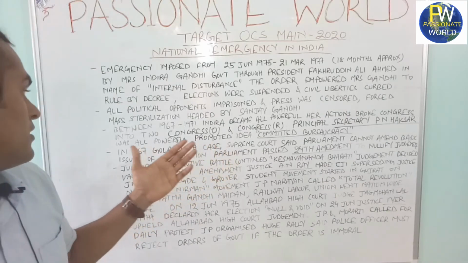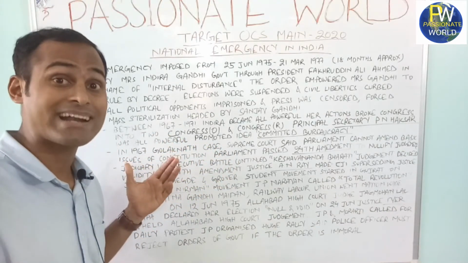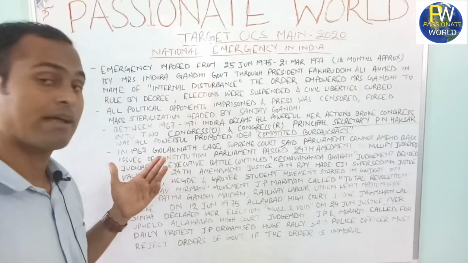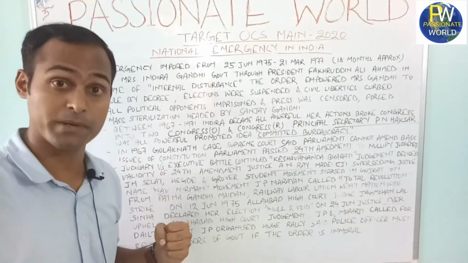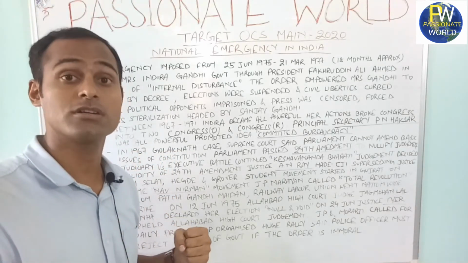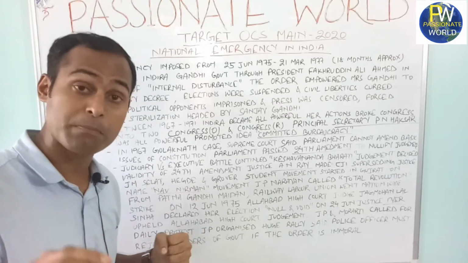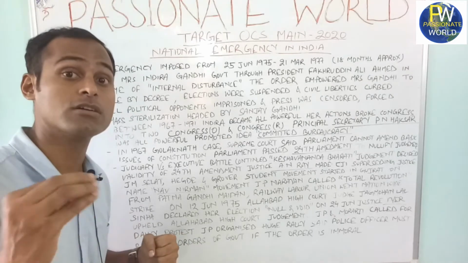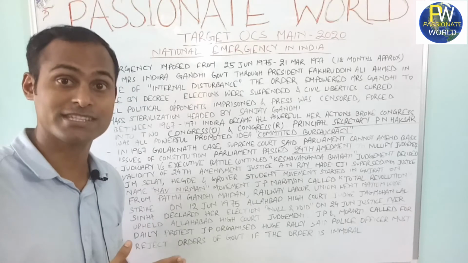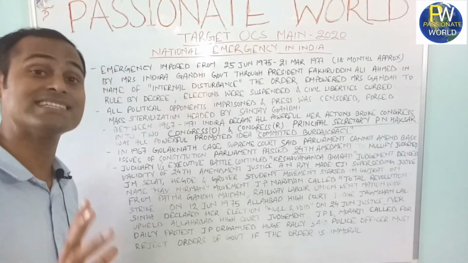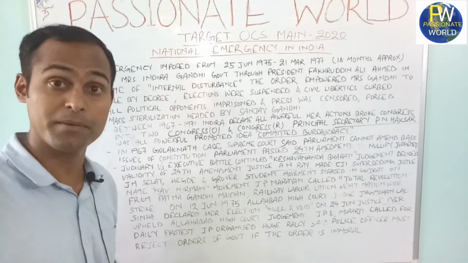Then, what are the situations that led to the internal emergency? In 1967 the Golaknath judgment came from the Supreme Court. In the Golaknath judgment, the Supreme Court said that some of the basic principles Parliament cannot change. पार्लियामेंट को कुछ जो बेसिक प्रिंसिपल है संविधान के, उसको चेंज नहीं करना है. ये चीज सुप्रीम कोर्ट गोलकनाथ जजमेंट में बोलते हैं.